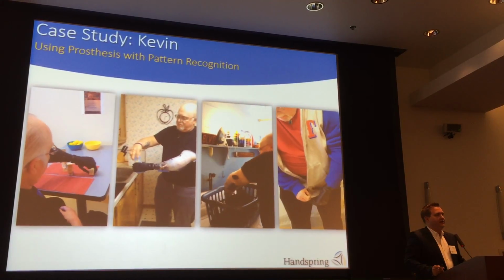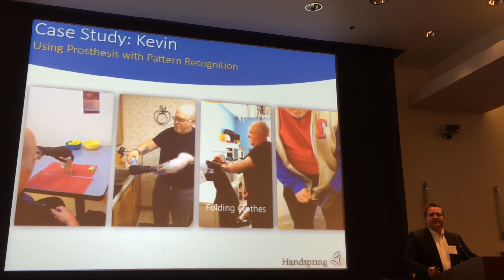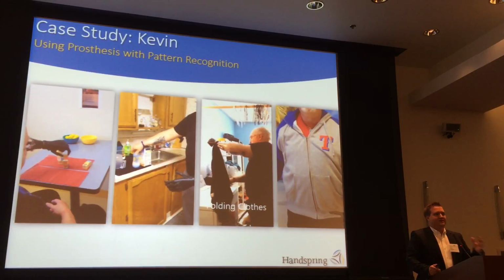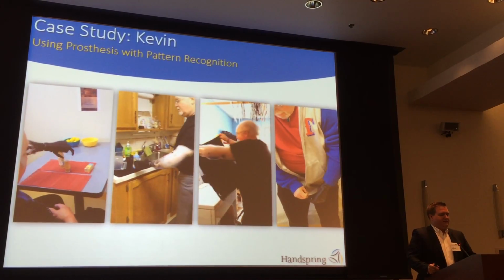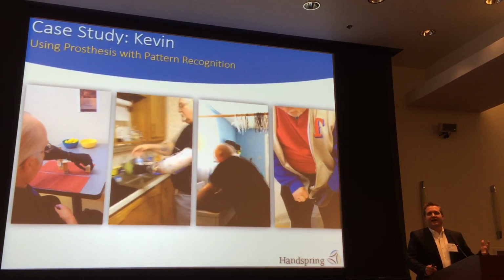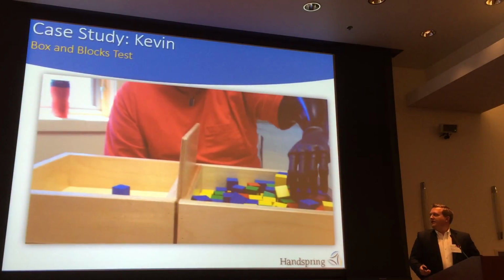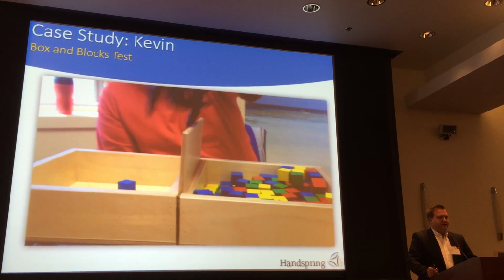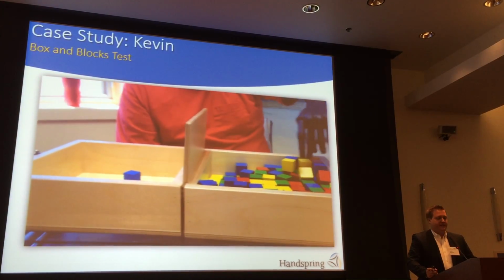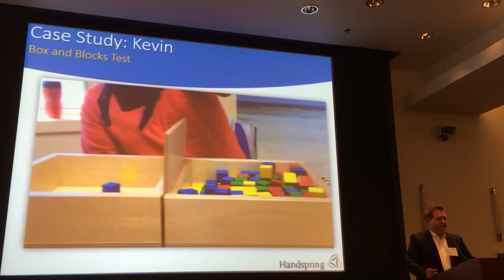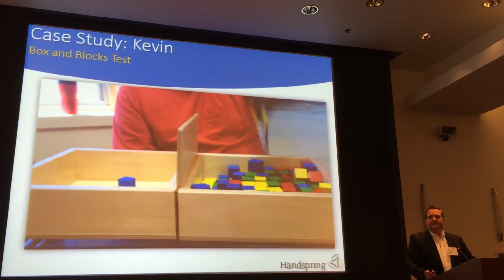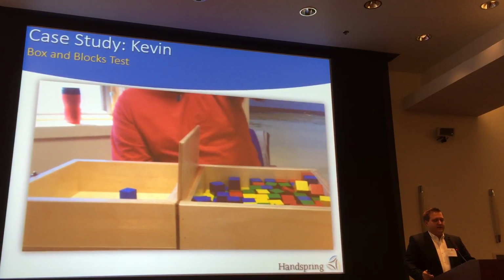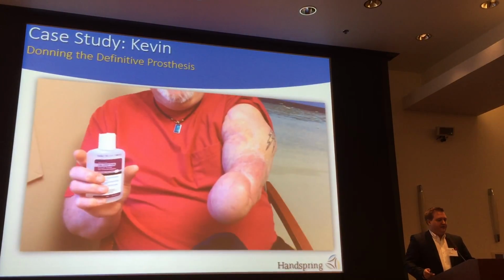Kevin lives by himself, and his grandson comes and visits every now and then. And you should have seen the change in just his overall physical appearance, just the joy that he had. And once again, here's a box and blocks test just showing the amount of control that he was able to attain using this prosthesis. This video was taken after about 30 days of in-home use. So very fine precision control, and it worked out well for him.